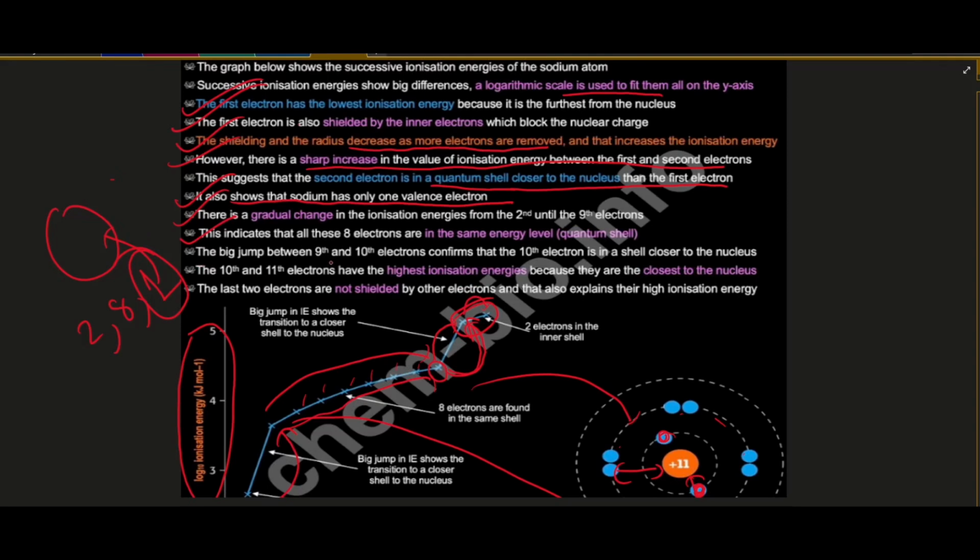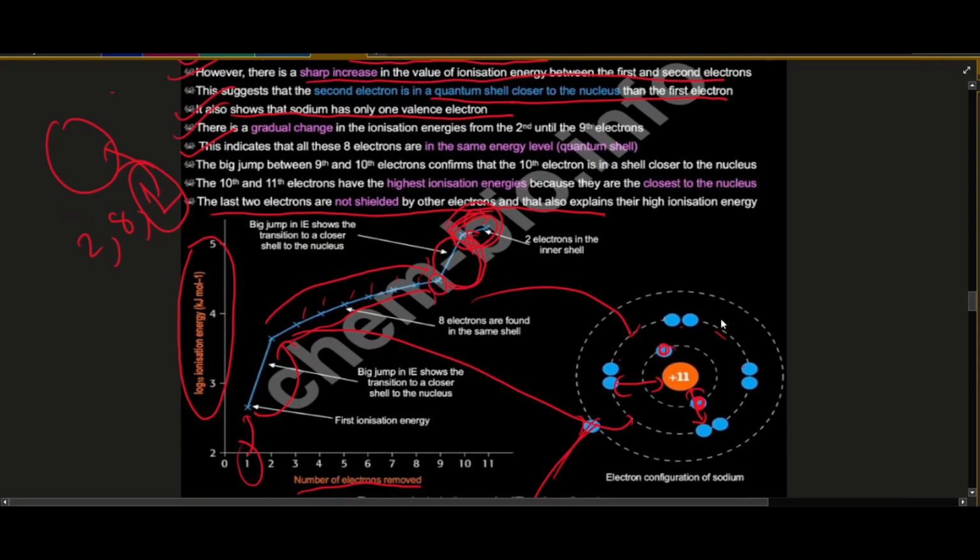The big jump from the ninth to the 10th electron, you can see from ninth to 10th we see a big jump, because the 10th electron is in a shell closer to the nucleus. You can see 10th and 11th, a little while ago I explained. And obviously this proves that the 10th and 11th will have the highest energy, considering they are the closest to the nucleus, and the last two electrons are not shielded by other electrons, and that is another reason that explains why they have the highest energy.